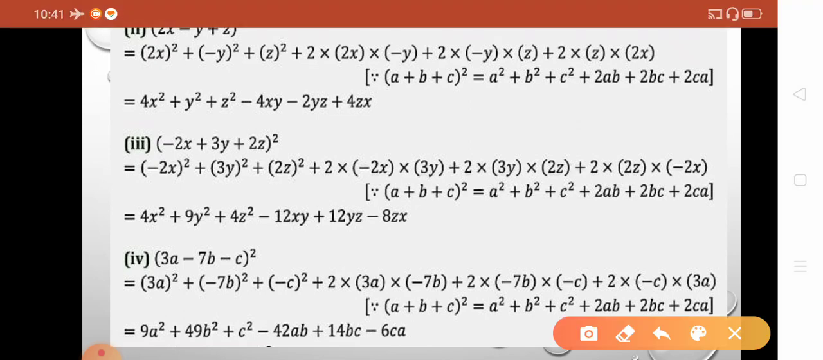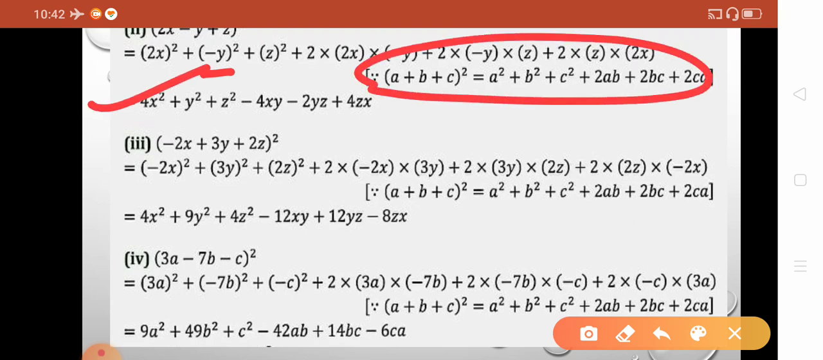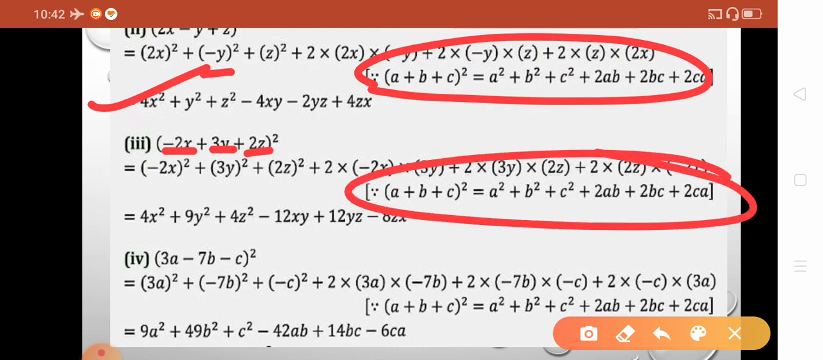The next question also, (2x - y + z)². Again we will use the same formula. Now the value of b is minus y, the value of c is z, and the value of a is 2x. And we will use this formula and open the given expression. Next is (-2x + 3y + 2z). So the value of a is minus 2x, the value of b is 3y, and the value of c is 2z. Simply put the values in the given formula.